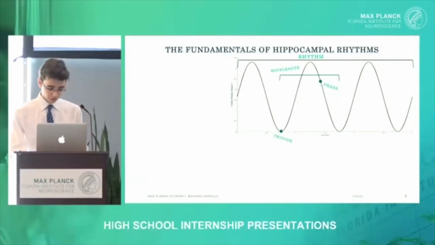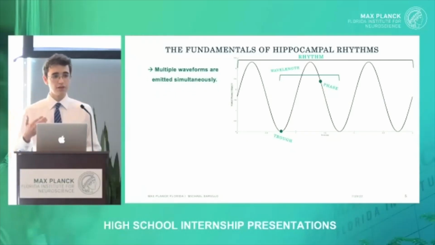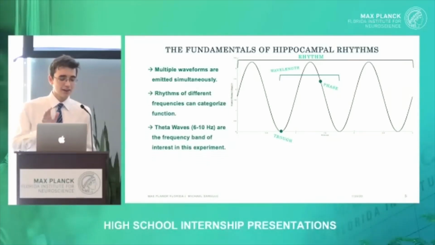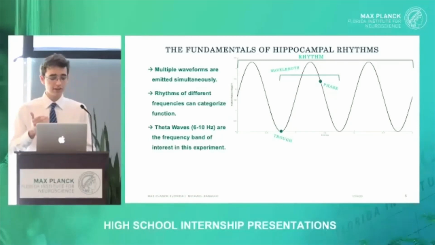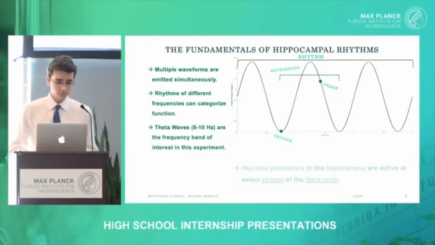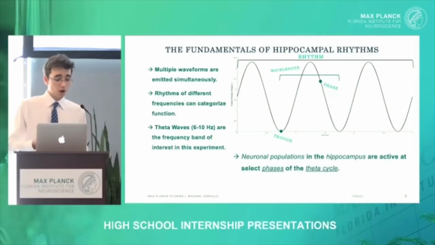Now, there are many different types of waveforms emitted simultaneously from the hippocampus. And what we want to do here in the Wang Lab is, first, I should go over that these waves at different frequencies can categorize function. And therefore, we want to specifically look into theta waves, which are waves from 6 to 10 hertz. And the reason why we're interested in these waves specifically is that they are theorized to have some sort of impact on memory encoding.